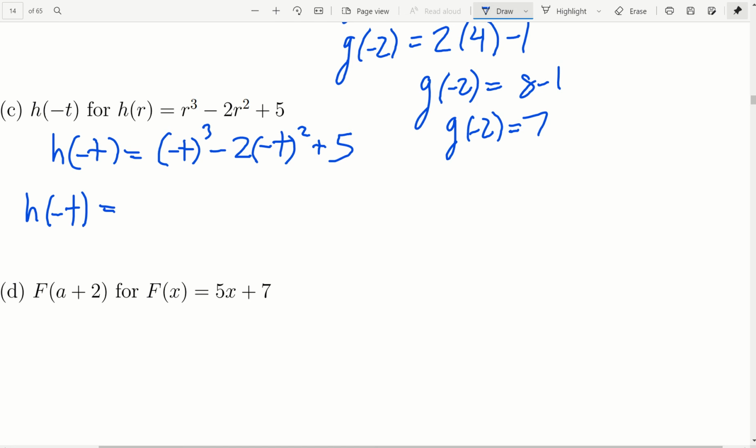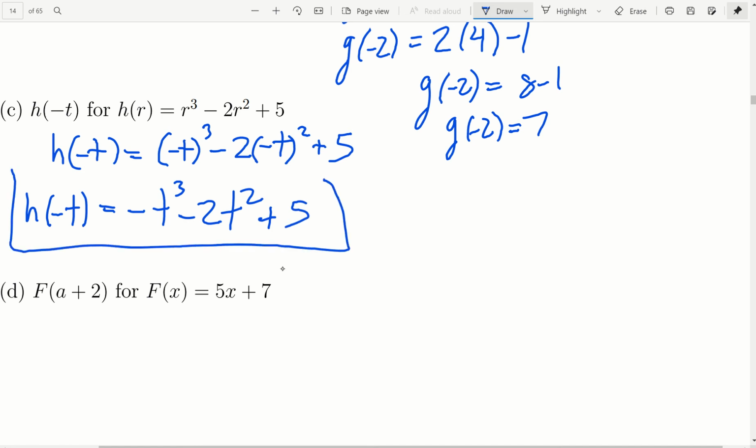Negative t cubed means negative t times negative t times negative t, which is going to end up being a negative t cubed, minus 2 times negative t squared will end up being a positive t squared, still multiplying it by the negative 2, and then we have a plus 5. So the function h evaluated at negative t gives us this, negative t cubed minus 2t squared plus 5.